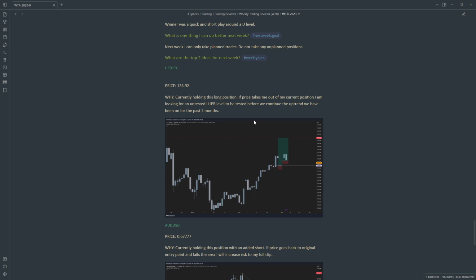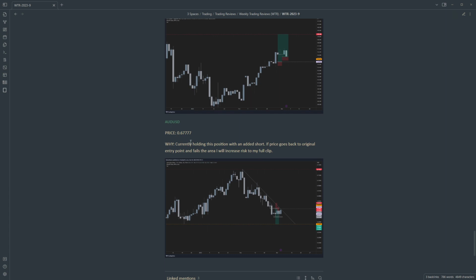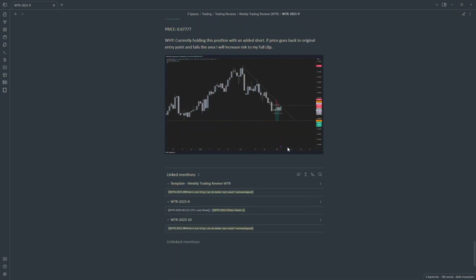So, holding a position on dollar yen, looking for it to push up to a weekly level, and looking for a possible limit to be activated at 134.92. On AUDUSD, I'm looking for price to revisit my entry level at 67.77 and see if it pushes down from that point. If it reaches that point again, I'll put the full clip on and look for it to just tank down. That's where I'm really looking for it to tank from. So we'll see if that actually happens. But that's the review for the week.